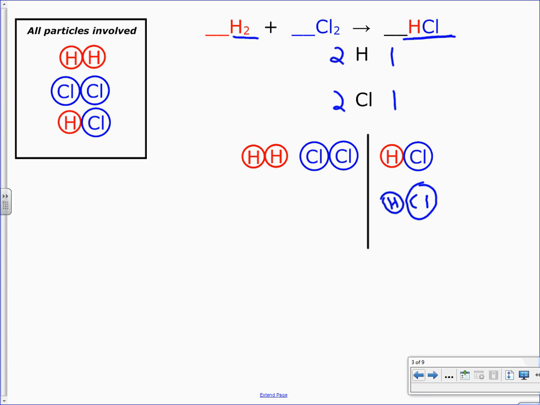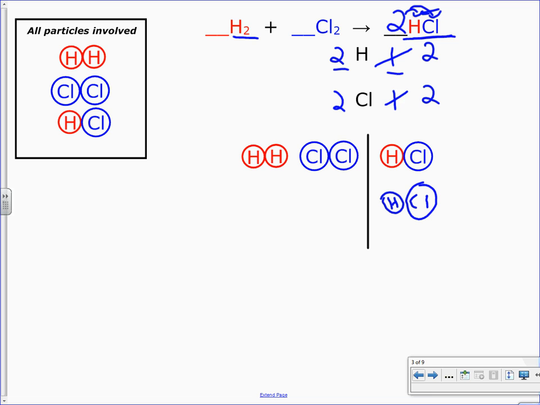So we have 1 hydrogen, and we want to make that a 2. So in order to make a 1 a 2, you add in a coefficient up top. Anytime you update a number up top, this distributes into both elements there. So instead of having 1, we now have 2 H's, and instead of having 1 chlorine, we have 2 chlorines.